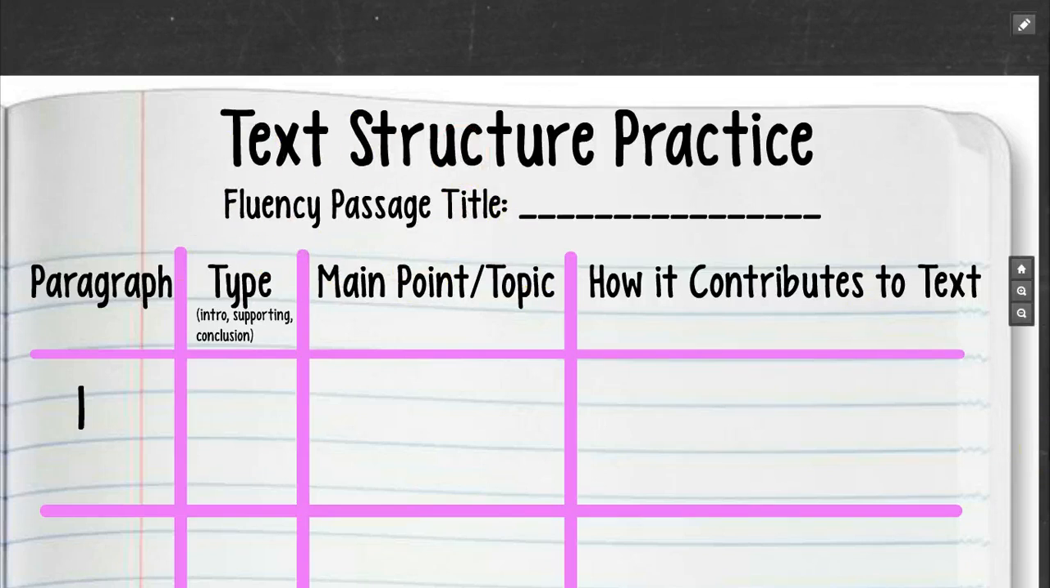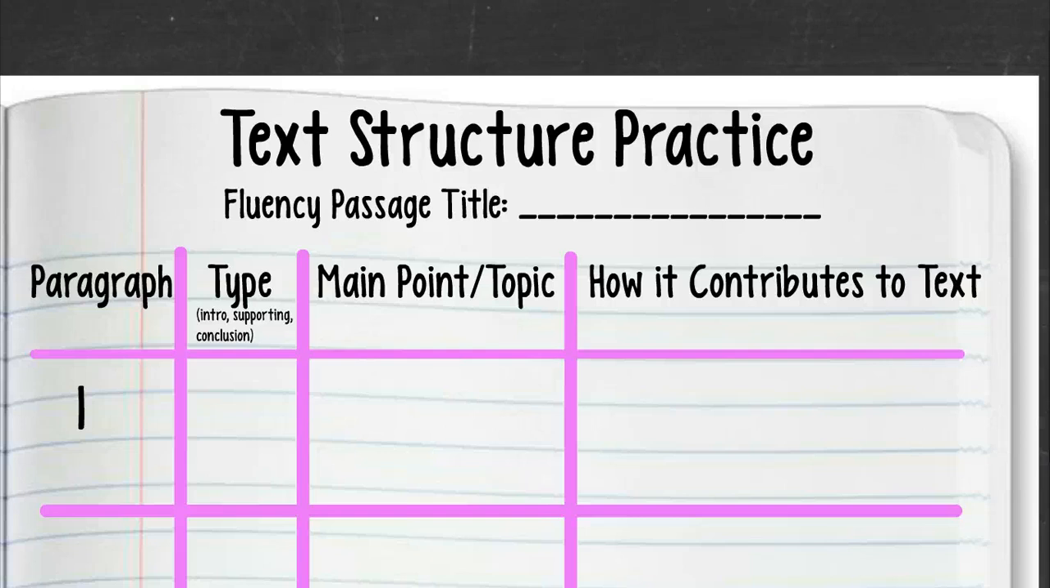And then you need columns. You need paragraph number. You need type. Is it an introduction, supporting, or concluding paragraph? You need the main point or topic for that paragraph. And then you need a longer column that says how it contributes to the text. So how does that individual paragraph add to or change or shape your understanding of the topic as a whole?